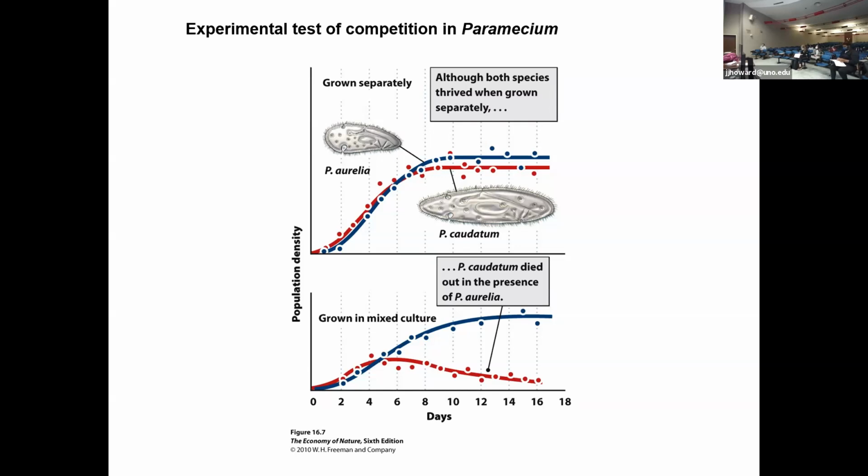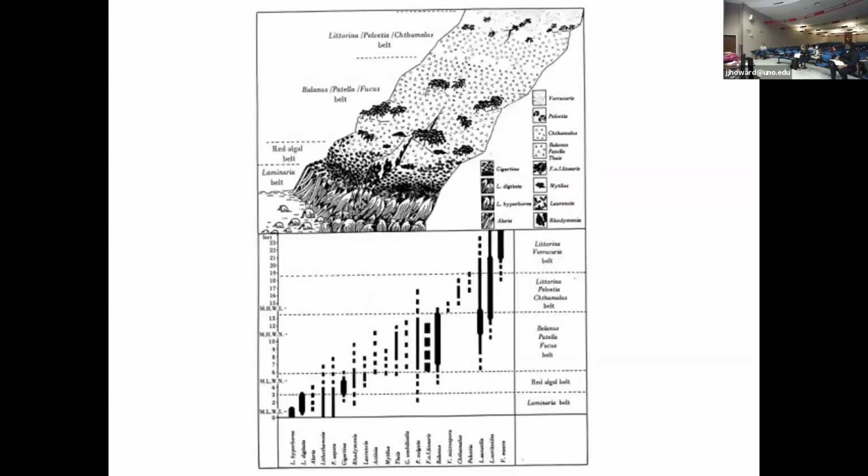Now, there can also be other kinds of interactions that are a little harder to tease apart. And this is an illustration of a natural experiment that was done on the coast of Washington State in the rocky intertidal. And what we observed was that there are two types of mussels on this shore.